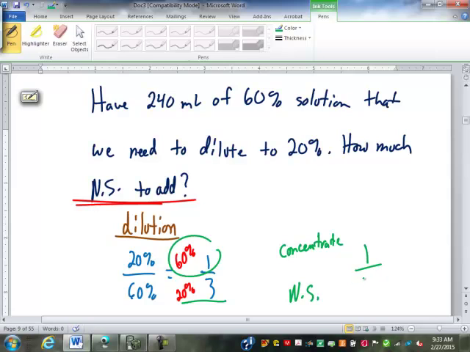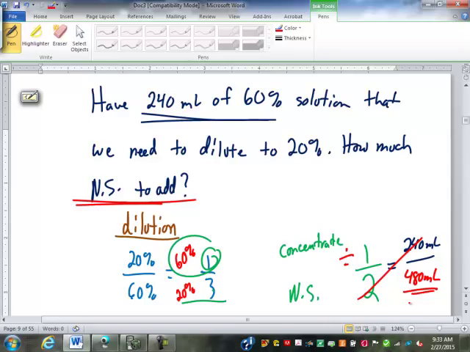1 to 2. Good. If 1 out of the 3 parts is the 60%, the other 2 out of those 3 parts has to be the sterile water. And we have 240 milliliters of that concentrate. We're going to cross multiply. 2 times 240 divided by 1 is 480 milliliters of that sterile water need to be added to that concentration.